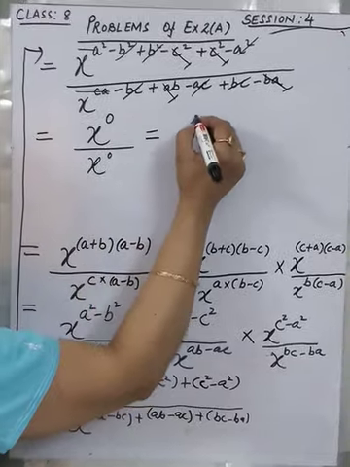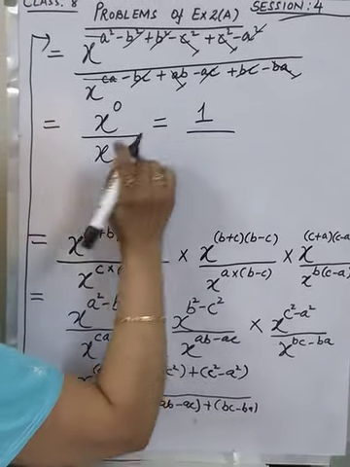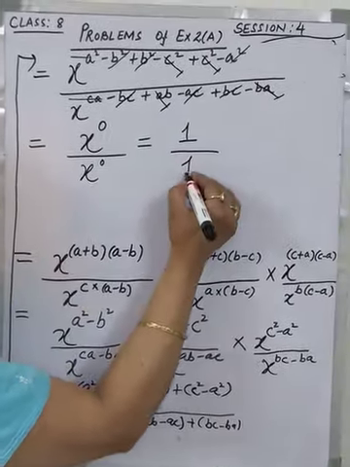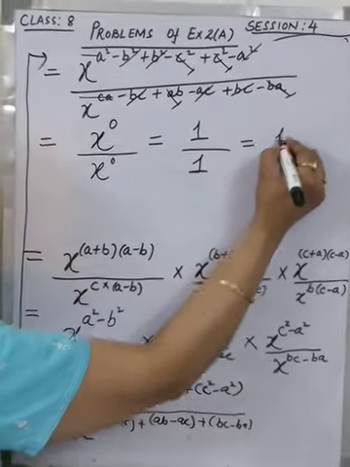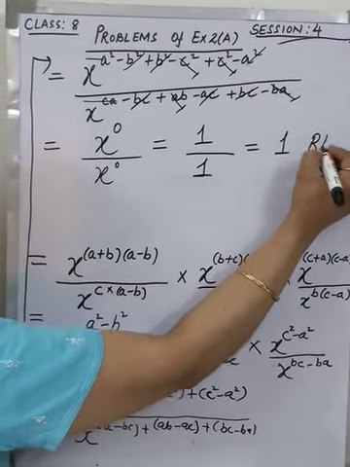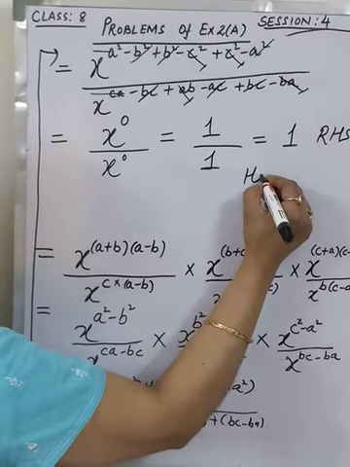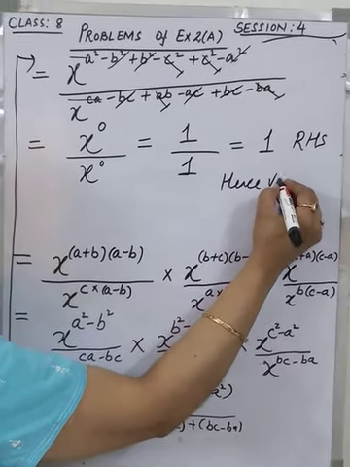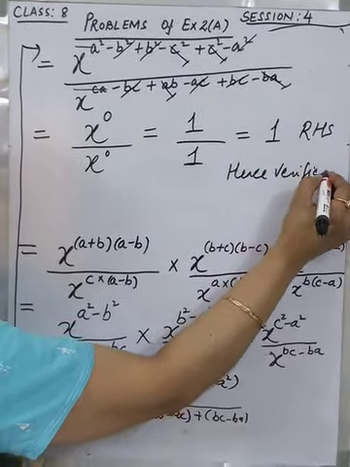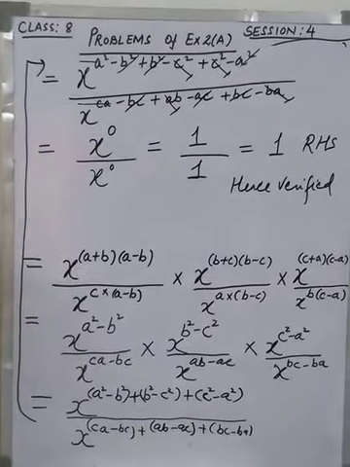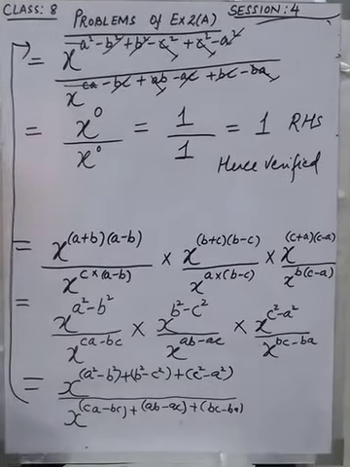Any number with power 0 is 1. X to the power 0 again is 1. 1 divided by 1 is 1. That is equal to RHS, hence verified. So we have solved question number 8, third subpart.